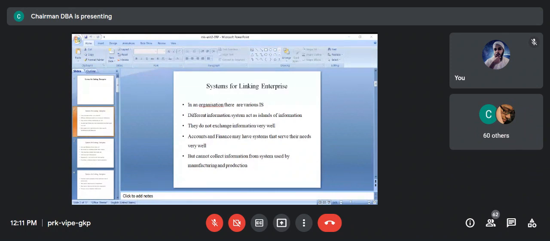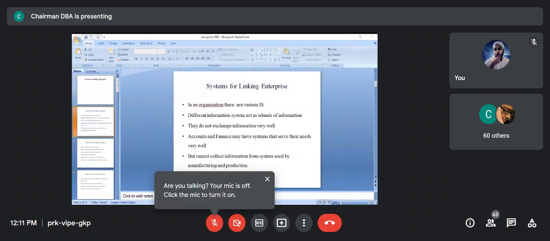So we have the TPS, the transaction processing system, for the lower level. Then we have the MIS, which is for the management level, the middle level, functional managers. And then we have the topmost level, which is the executive support system. These are the three levels of information system which exist. Beyond that, there is coordination.